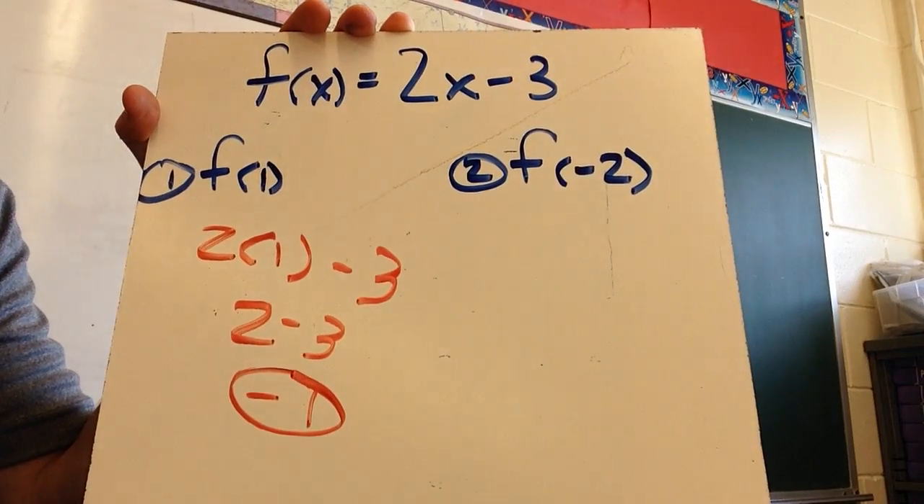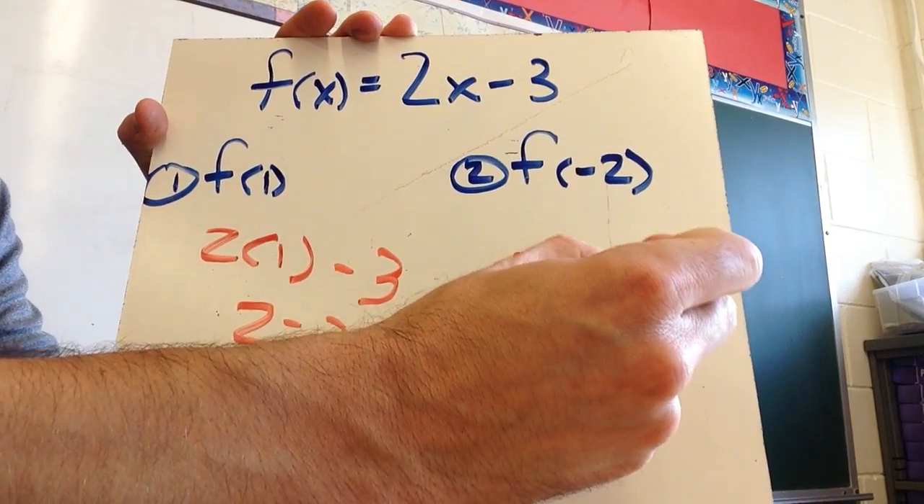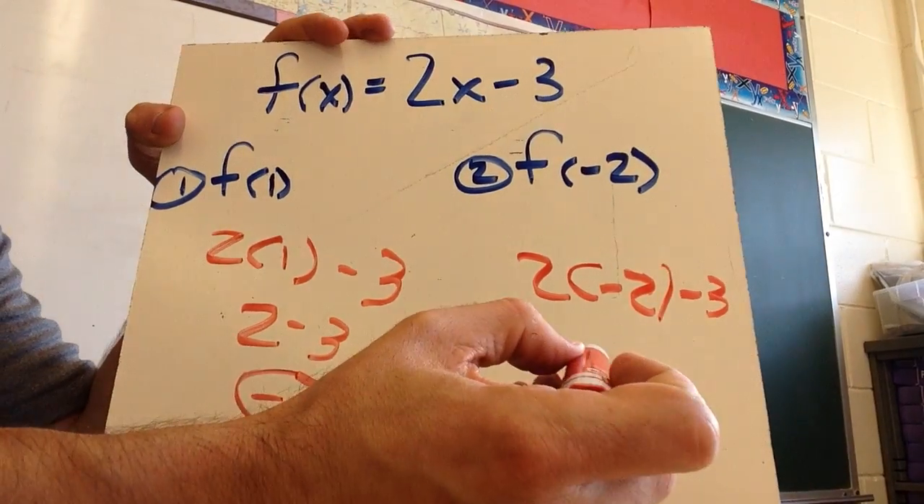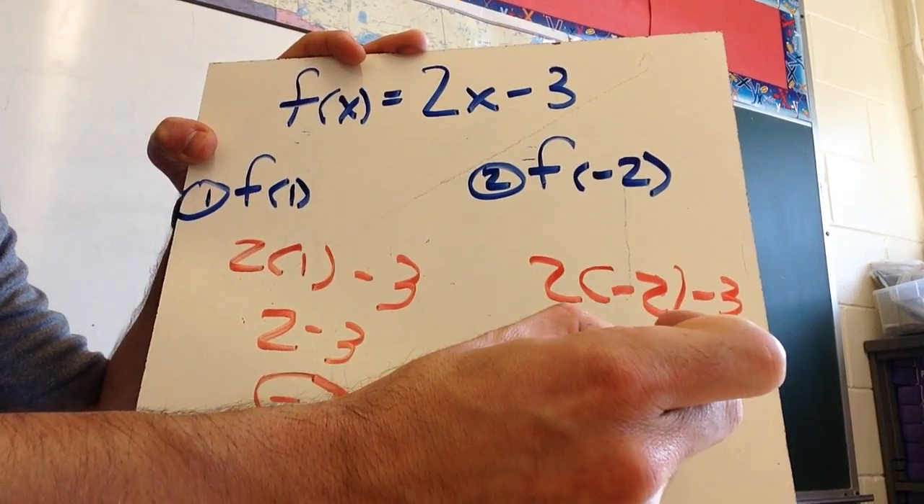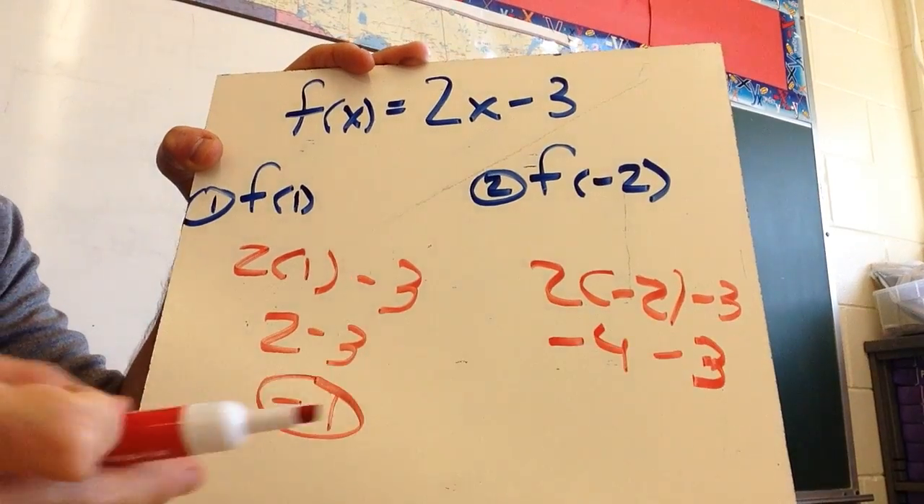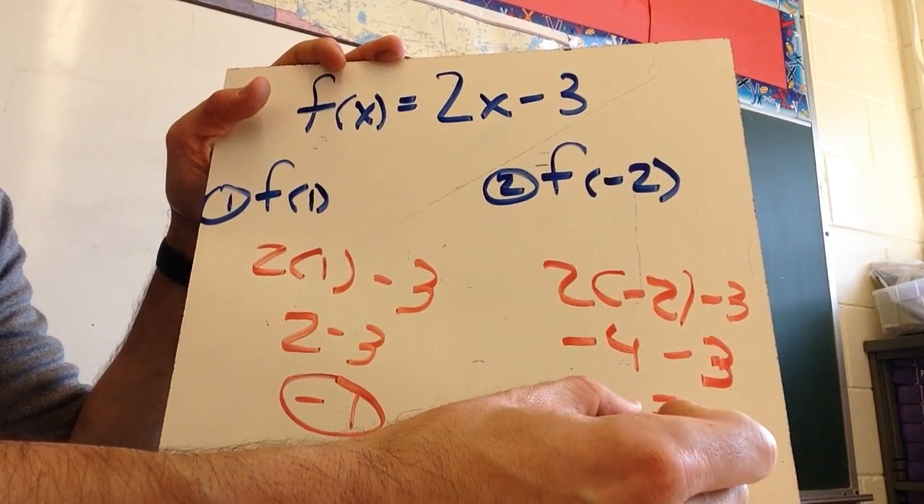should get negative 1 for f of 1. And then f of negative 2 is going to be 2 times negative 2 minus 3. This is negative 4 minus 3. Be careful, this is not negative 1.